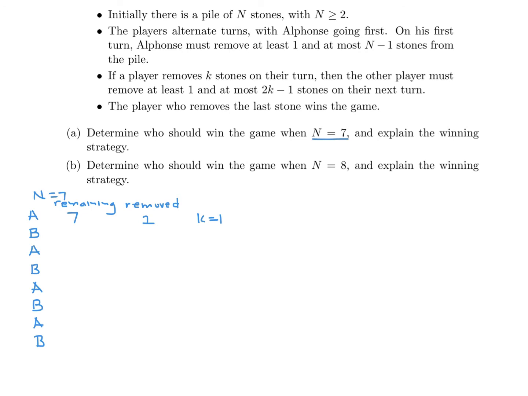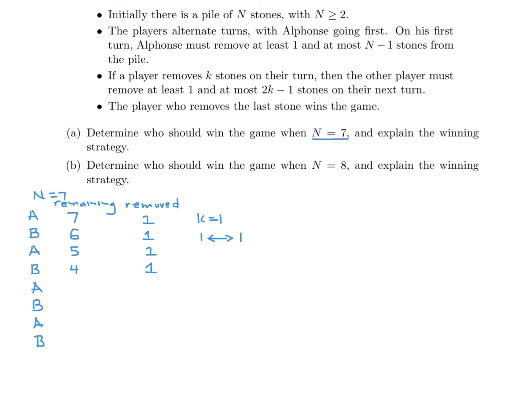So that means Beryl, who starts off with 6, how many can she remove? Well, it's between 1 and 2k minus 1. When k is 1, 2k minus 1 is equal to 1. So Beryl has no choice but to remove 1. She can't remove any more than 1, so she removes 1. Alphonse now has 5 to choose from. He has to keep just choosing 1. It's down to 4. Beryl chooses 1.